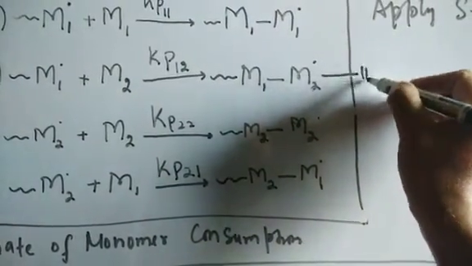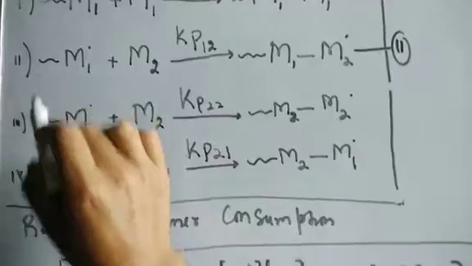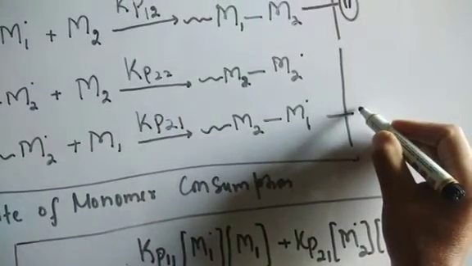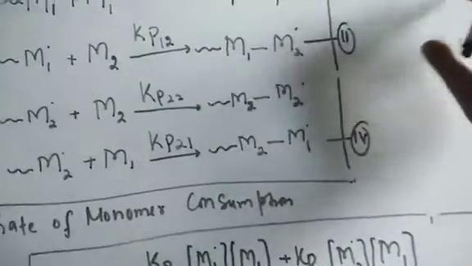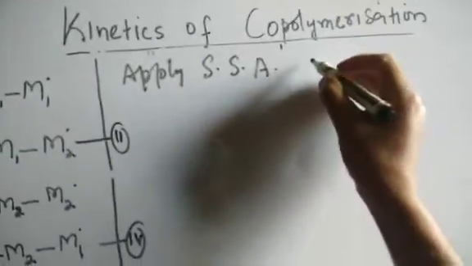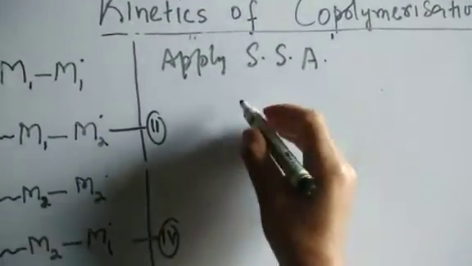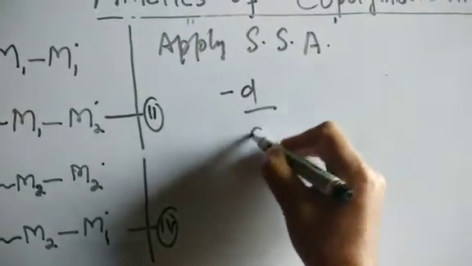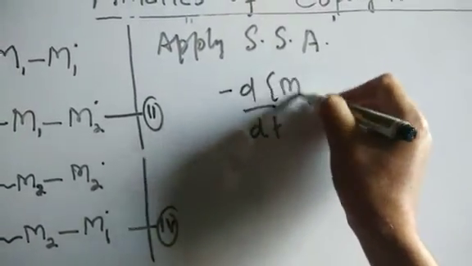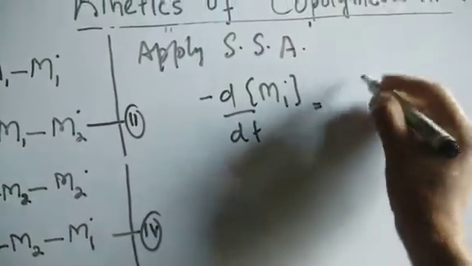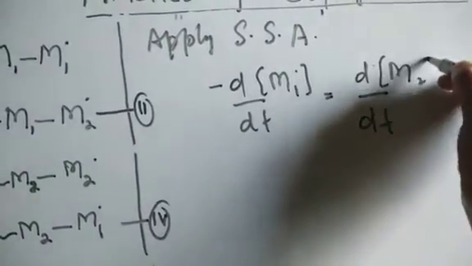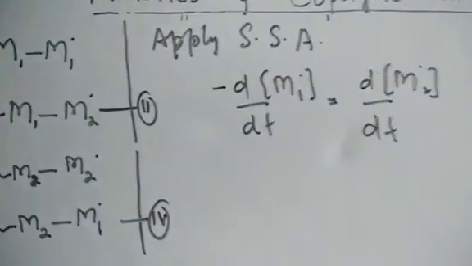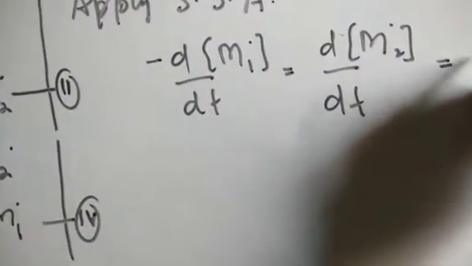This step number 2 here, and step number 4. Applying the steady state approximation in these steps, we can write down d by dt of the rate of consumption of M1 monomer, that is called the rate of formation of the second monomer, M2 dot, so that will be equal to 0.